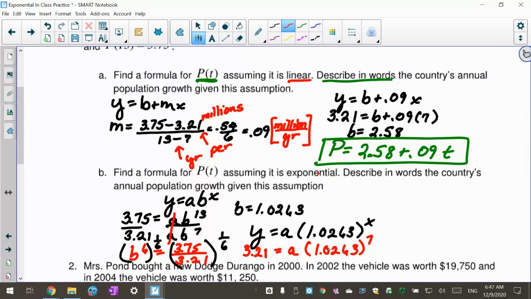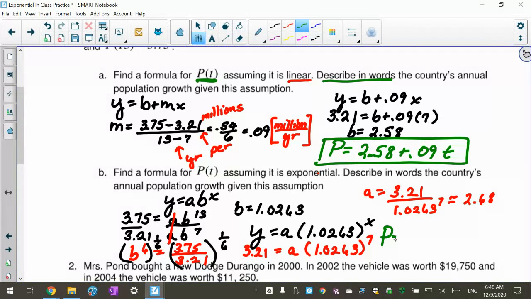So I'm going to plug it in those spots. And then these are hooked by multiplication. So my a is going to be the 3.21 divided by the 1.0263 raised to the 7th power, and that comes out to be about 2.68. All right. So now I know my formula is, and I'm going to use actual P's and T's.